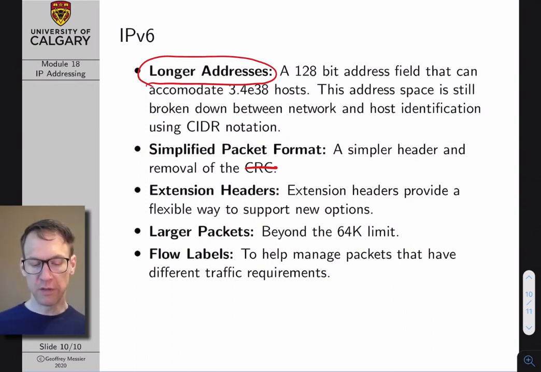We've got extension headers, so we can add new information in a flexible way to the headers to support different network functionality, giving different packets different levels of treatment as they travel over the internet to support different quality of service requirements. Packets can just be bigger, so we can send much larger packets over the internet if we want to, in order to get more efficient transfers for a certain amount of overhead. And we also have something called flow labels, again to manage packets that have different traffic or quality of service requirements. So there's a lot of additional functionality.